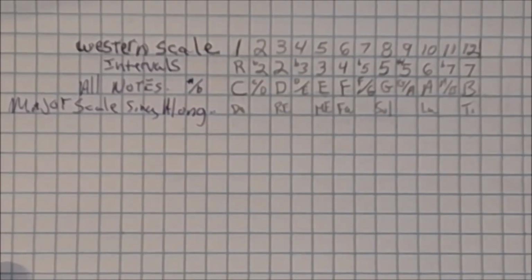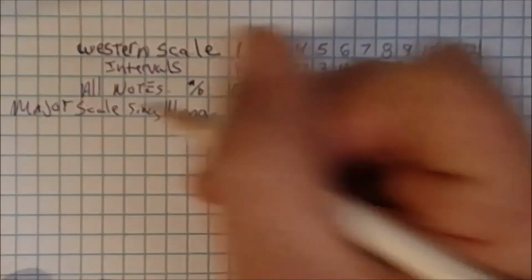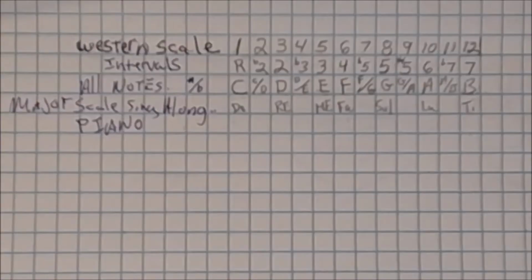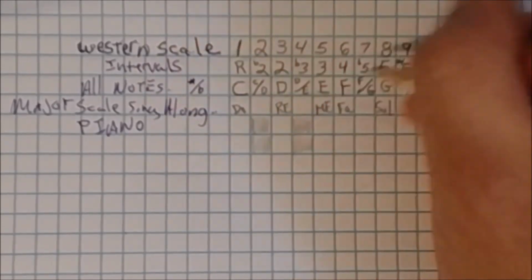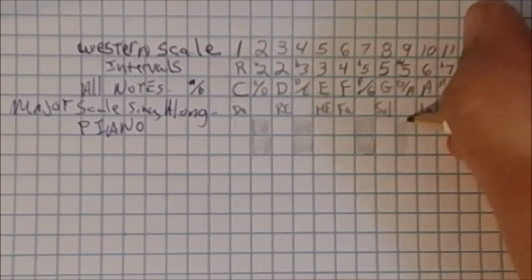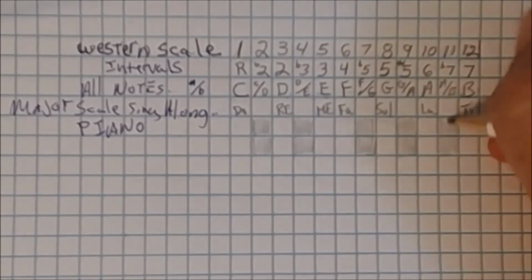So from here, we're going to have another listing called piano. To create something that resembles a piano keyboard, we're going to shade in each and every sharp and flat note and see what it looks like.